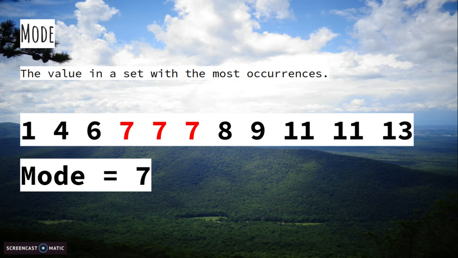Mode is the number that occurs the most in the data set, and in this case it's 7. This one probably seems like the easiest to find, but it's sometimes hard. What I do is I put the numbers in order, and that's easier to find the mode.